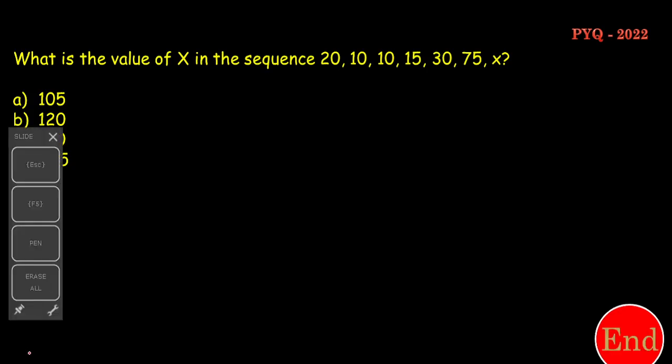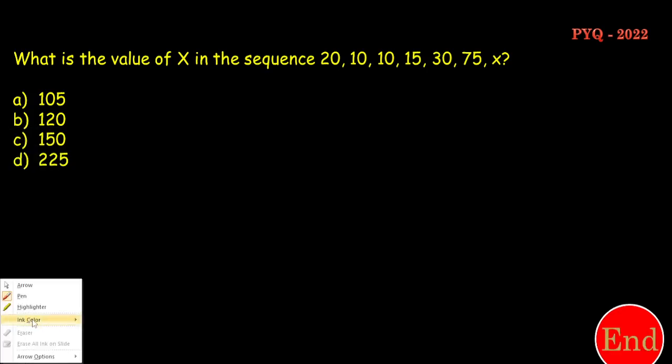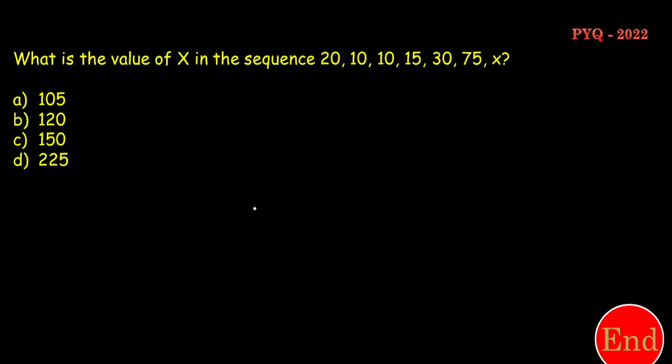Yes, time up. I don't know how many of you got the answer for this. If you got the answer, super. Otherwise, I will explain this question. The given sequence is 20, 10, 10, 15, 30, 75 and the next number x. Whenever you get these kinds of sequences, first check the difference between one number and the other, to see in what way it is changing. Sometimes we can get the idea, the logic.